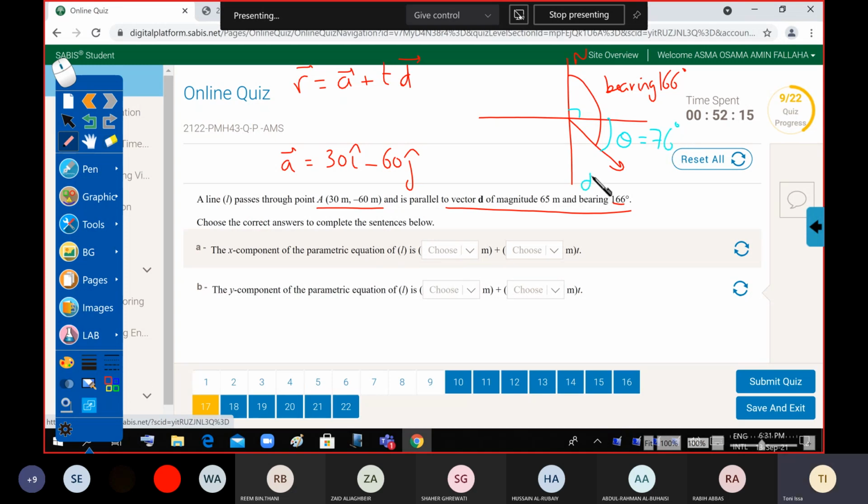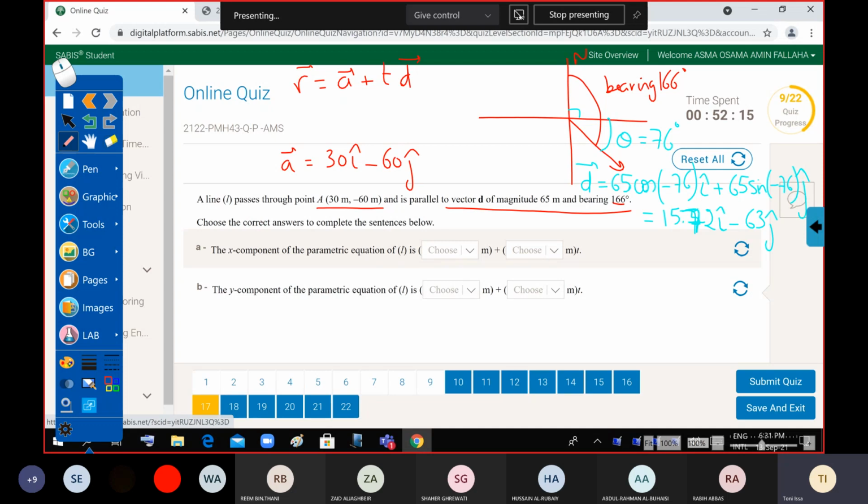But when you want to substitute to find vector D in terms of i and j, it will be magnitude cosine minus 76 i plus 65 sine minus 76 j. And then when you're solving this, you will get that vector D will be 15.72 i minus 63 j. Okay, we're not done.